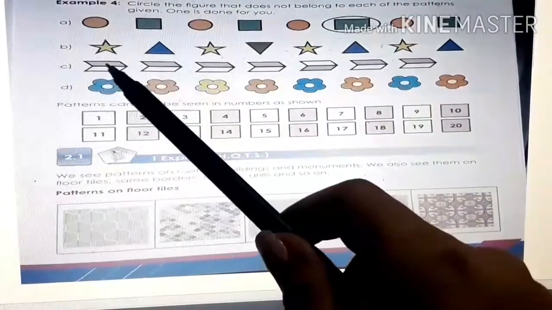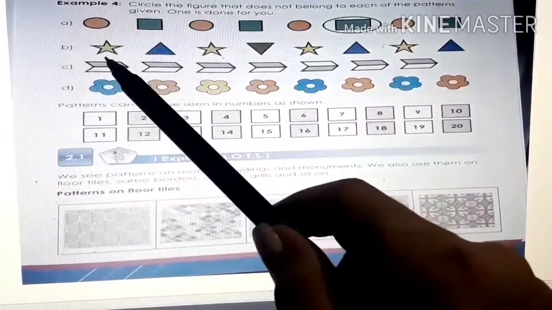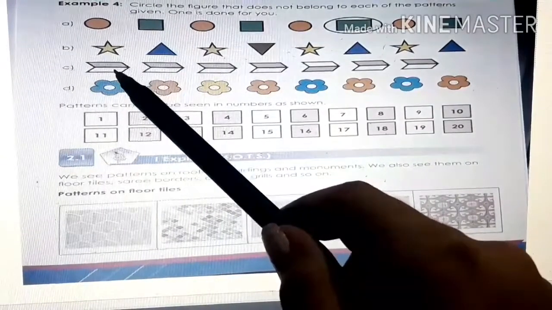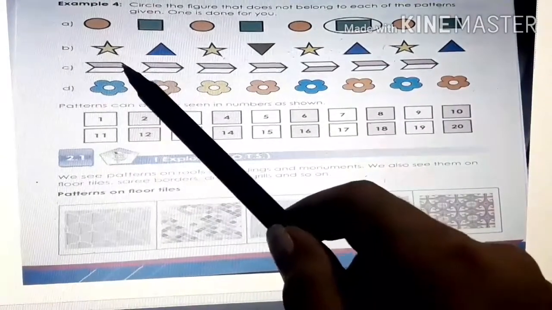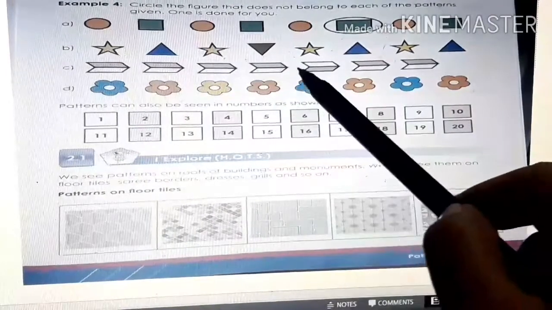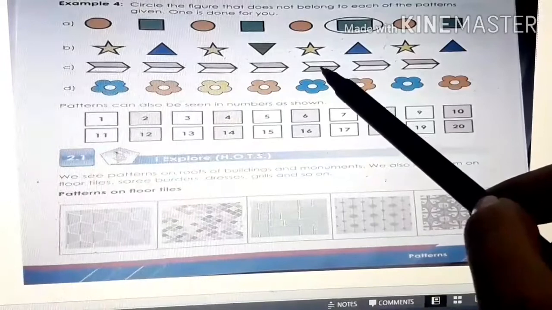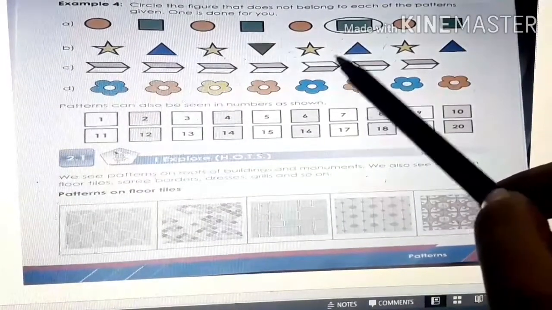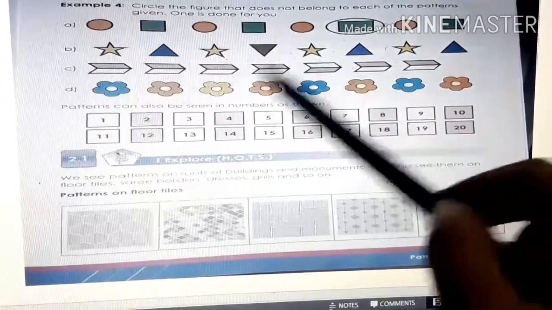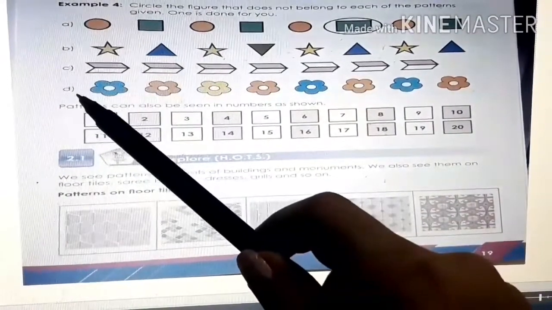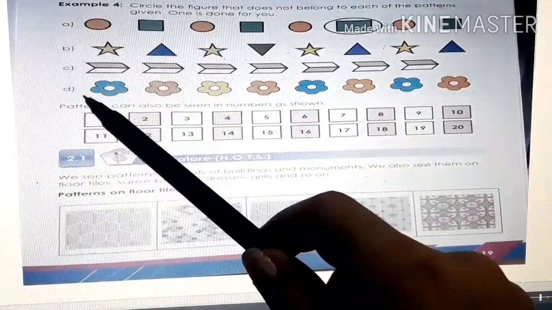Done. Move to next. You can see this arrow. This arrow is made of pink color above and below is white color, right? So where can you see the difference? In this fifth arrow where white color is above and pink color is below. So you circle this. This is the odd one. Done.